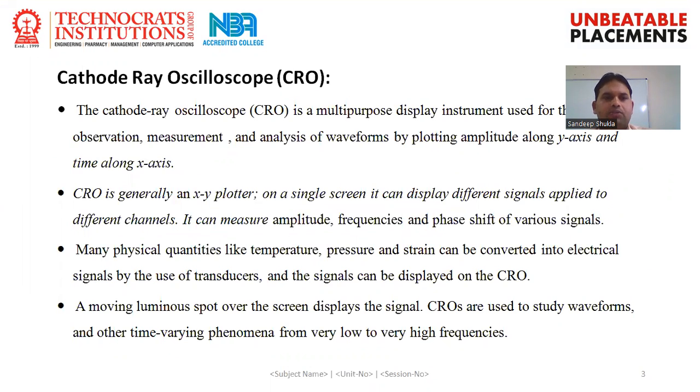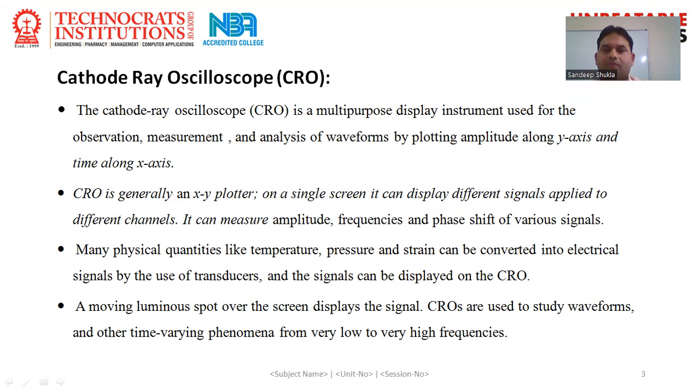The cathode ray oscilloscope is a multi-purpose display instrument used for the observation, measurement, and analysis of waveforms by plotting amplitude along the y-axis and time along the x-axis. CRO is generally an XY plotter on a single screen. It can display different signals applied to different channels. It can measure the amplitude, frequencies, and phase shift of various signals.